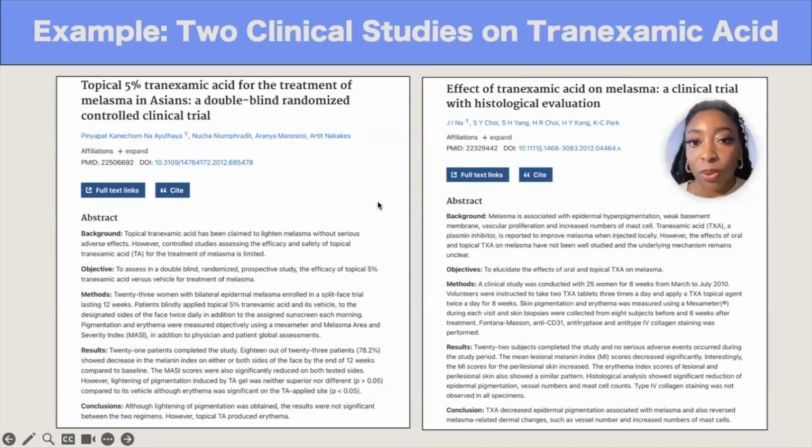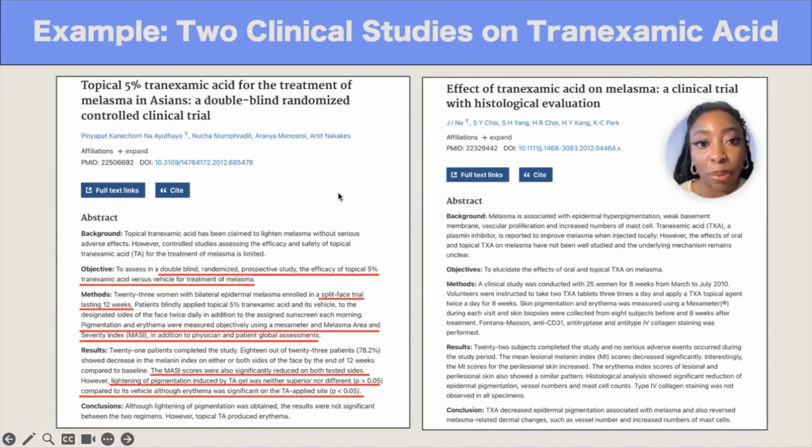On the left, we have a double-blind randomized prospective study that looks at 5% tranexamic acid versus its vehicle. It was a split-phase trial and it lasted 12 weeks. They used multiple methods to evaluate pigmentation and erythema, which is good. You always want to see a study have multiple methods to assess the same thing.